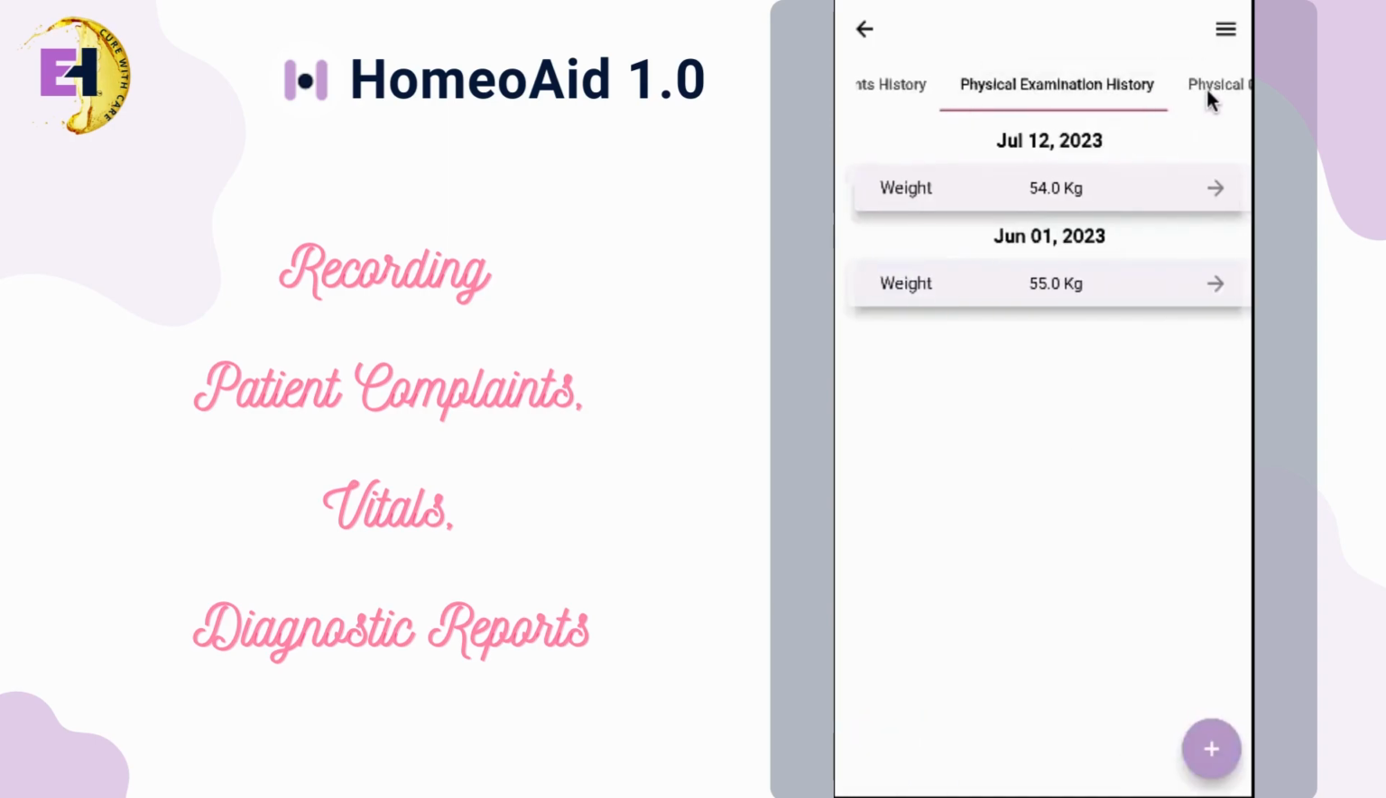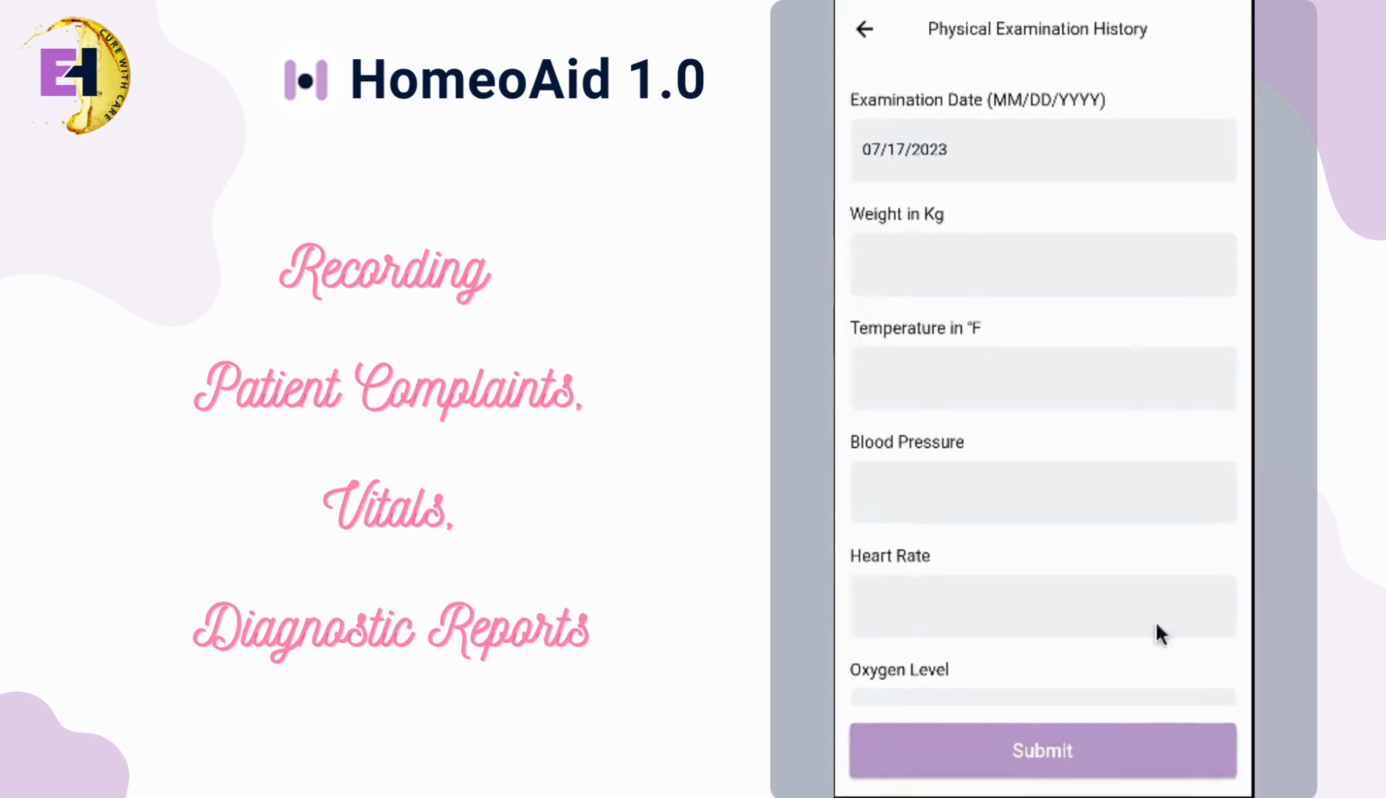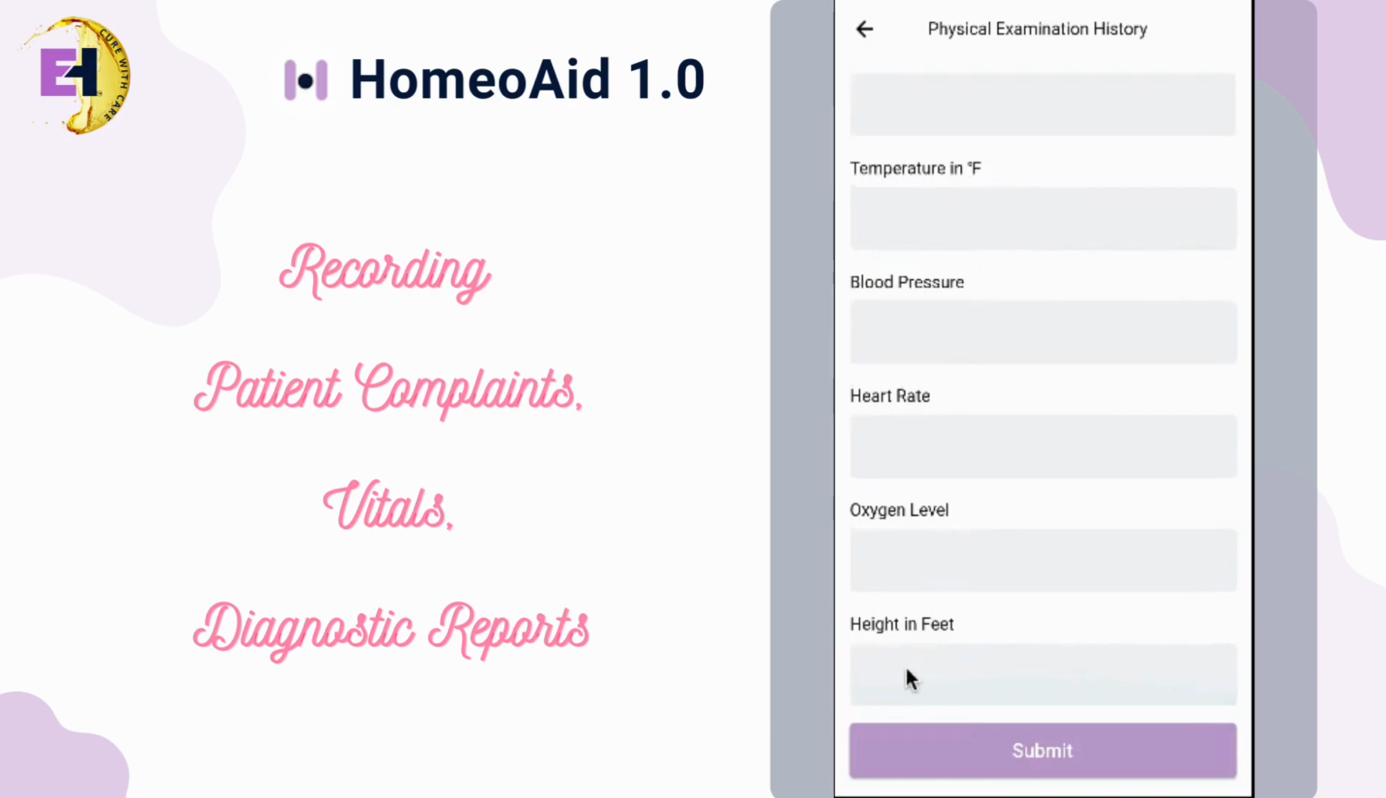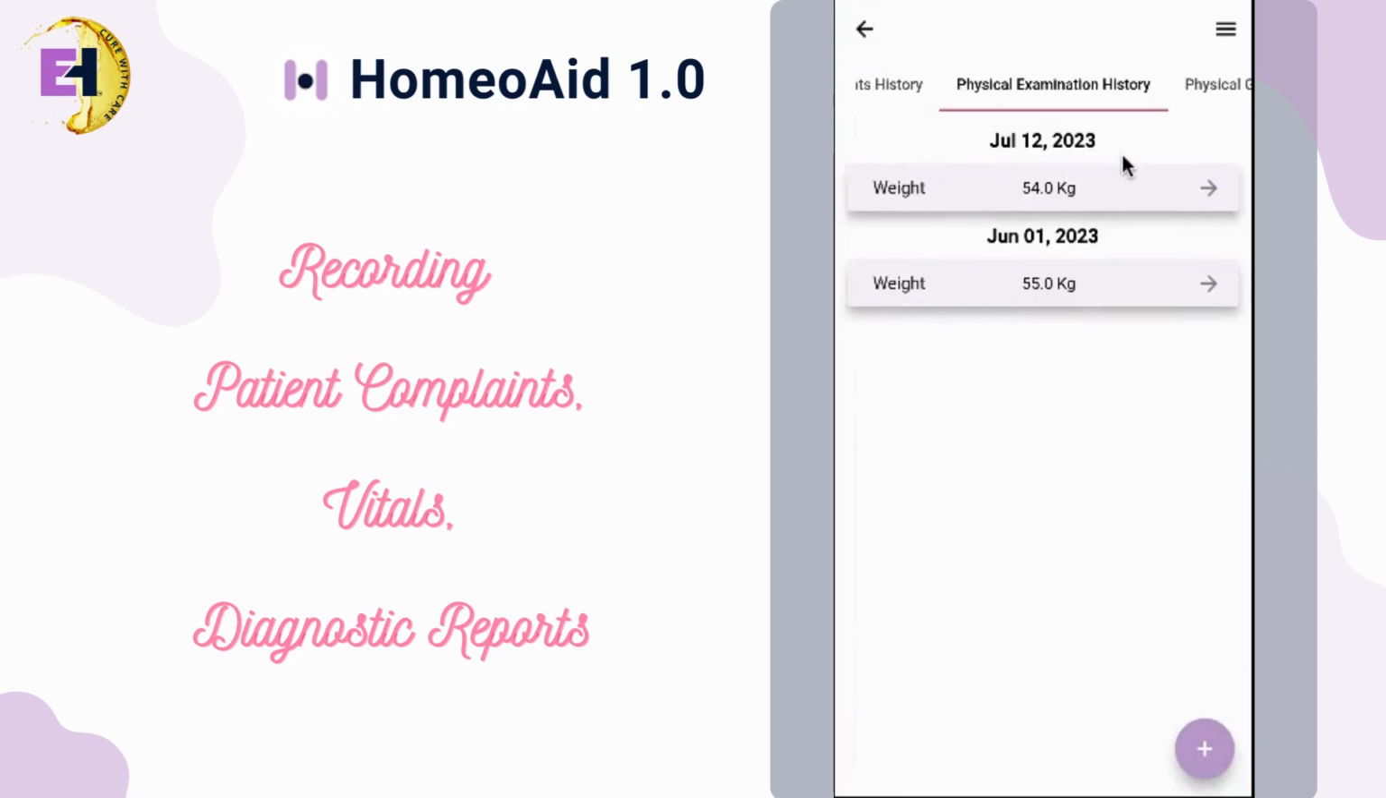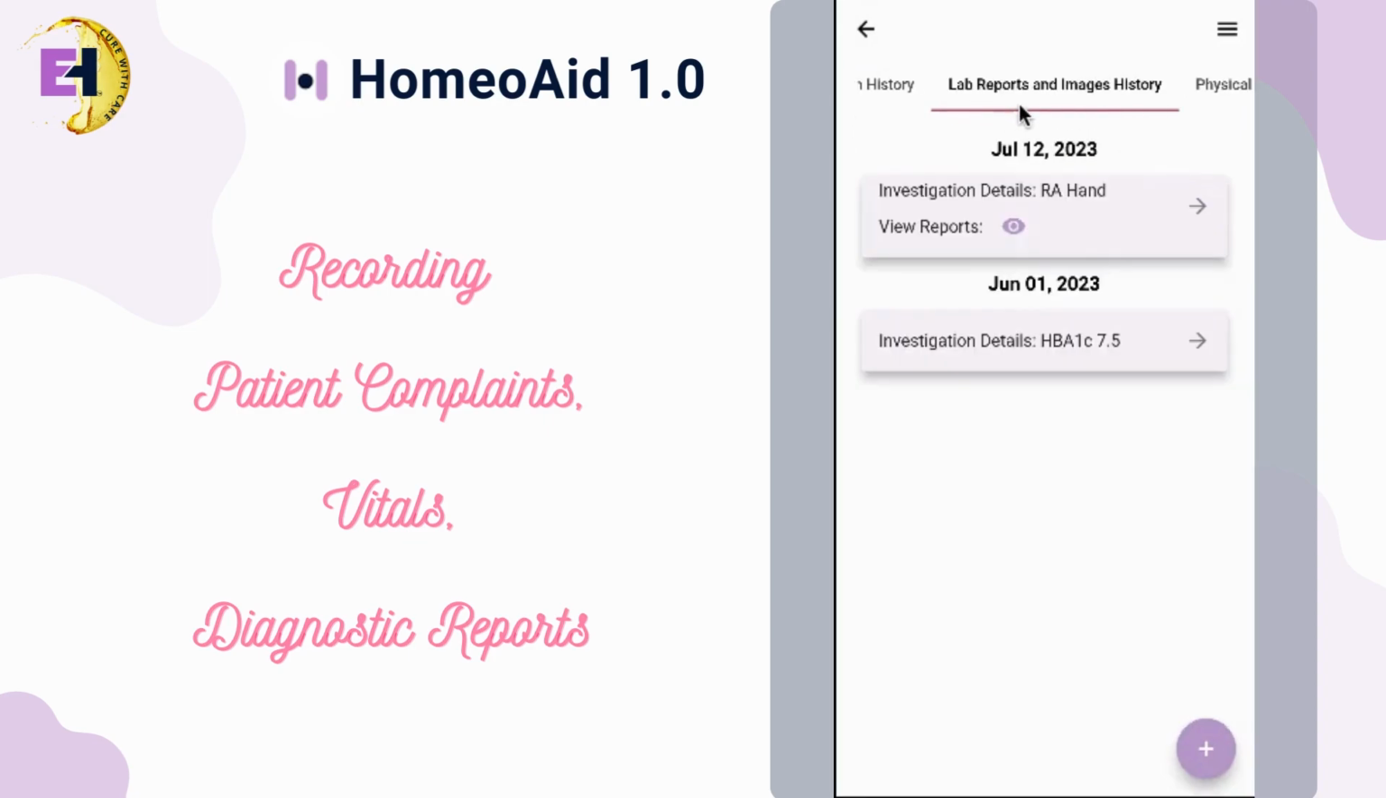The next tab is physical examination. So when the patient visits you, you would physically examine some of the important parameters or the vitals. Here, click on the plus icon, and what all you could record in this section are the weight, temperature, blood pressure, heart rate, oxygen level, and the height in feet. So you could add each record whenever the patient visits you, and you could see the history at the lab reports interface. Here you see that there are already two records that are entered.